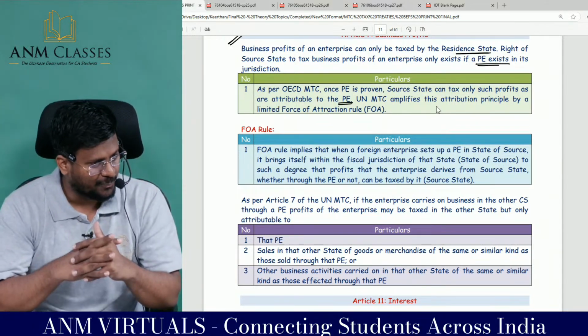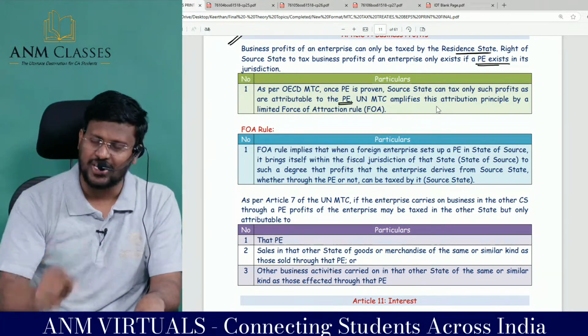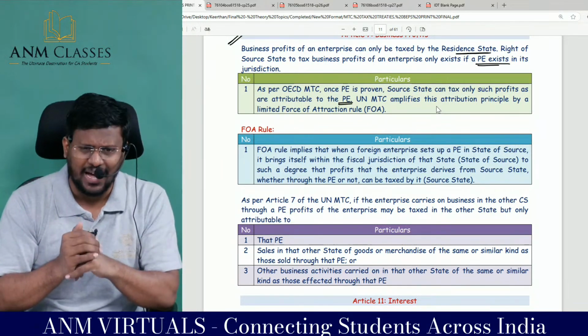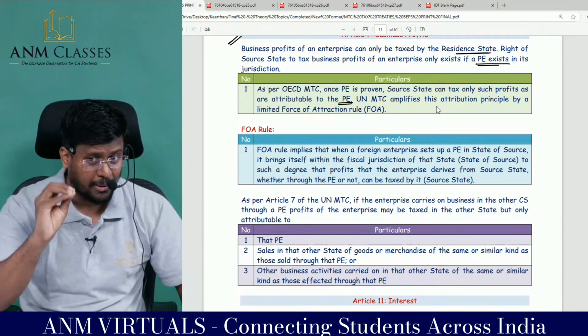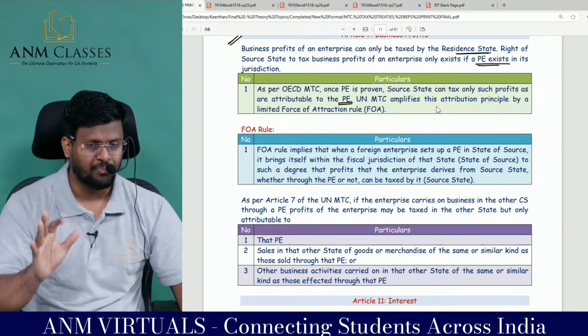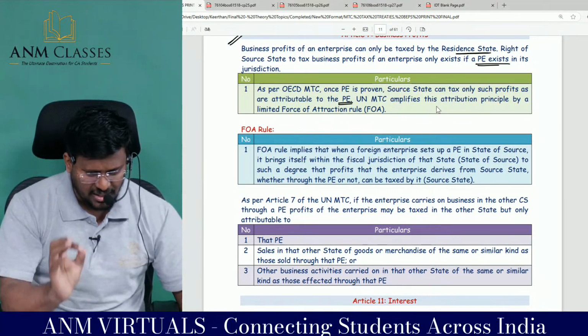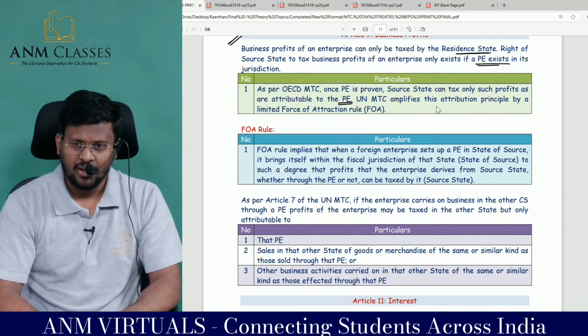Wow, fantastic to the core. What is this? It is a brilliant, beautiful line. You should understand it the way it has to be understood. There are two model tax conventions, the OECD model tax convention and the UN model. First you should understand the background, otherwise you will never understand the discussion. Business profit can only be taxed by the resident state.